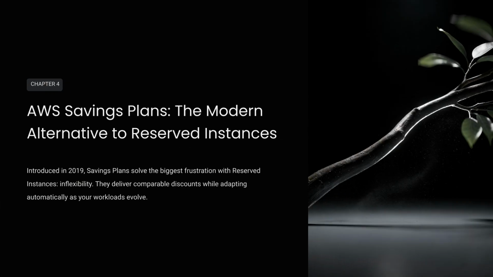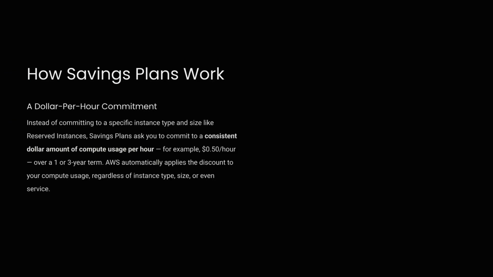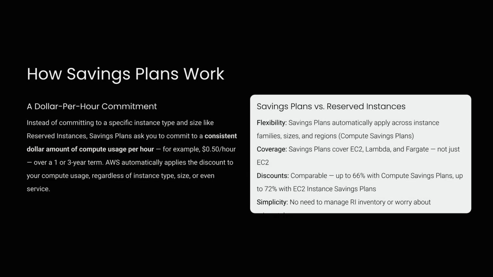Chapter 4 introduces AWS Savings Plans, the modern alternative to reserved instances. They offer comparable discounts with greater flexibility, automatically adapting as your workloads evolve. Savings Plans work by committing to a dollar amount of compute usage per hour over 1 or 3 years. They are more flexible than reserved instances, covering EC2, Lambda, and Fargate across various instance types and regions.